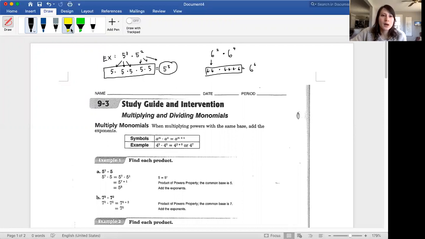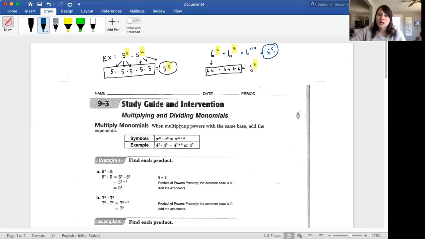What do you notice about my exponents here and the exponent in my answer? If you said that 5 is the sum of 3 and 2, and 6 is the sum of 2 and 4, you are right on it. So what we realize is that when we're multiplying powers with the same base, you can just add the exponents, and that is what your answer is going to be.